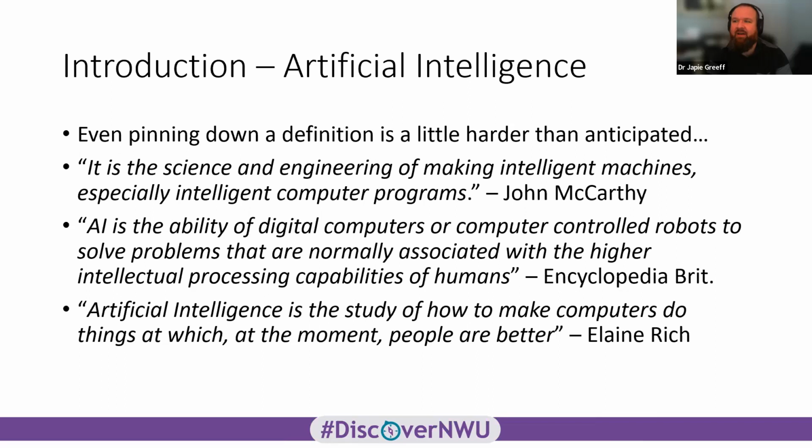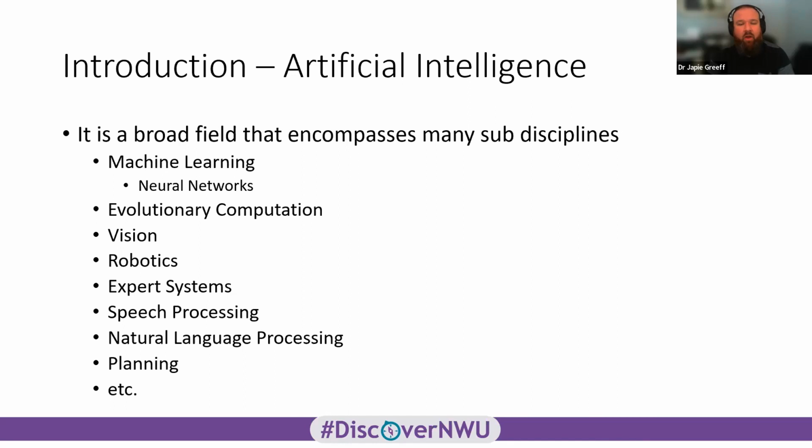But I have added some of the more common definitions up on the screen, which you're welcome to look at, and all of them have their pros and cons. But in terms of how we use artificial intelligence, it is a very broad field, and it encompasses a number of sub-disciplines. So going down the list, it's got machine learning inside of it, of which a big field is obviously neural networks and deep learning.